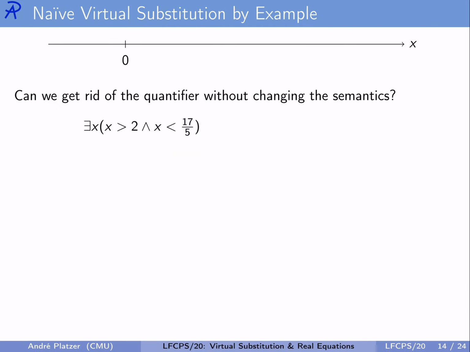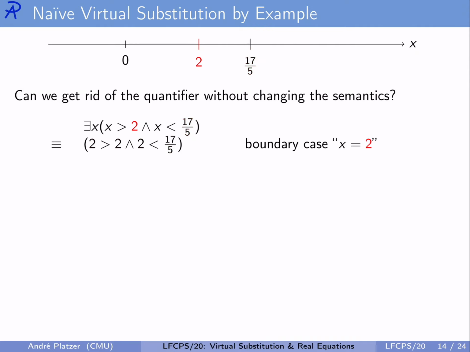How can this work? Well, let's first naively do virtual substitution. A simple example: there is an x such that x is greater than 2 and x is less than 17 over 5. Of course, we could compute the answer to that somehow, but if we're trying to be systematic about it, this formula apparently is mentioning the number 2, so maybe that's the answer. It is also mentioning 17 over 5, so maybe that's the answer. 2 and 17 over 5. But of course, these are not the only points where the formula could be true. It could be true anywhere else as well.